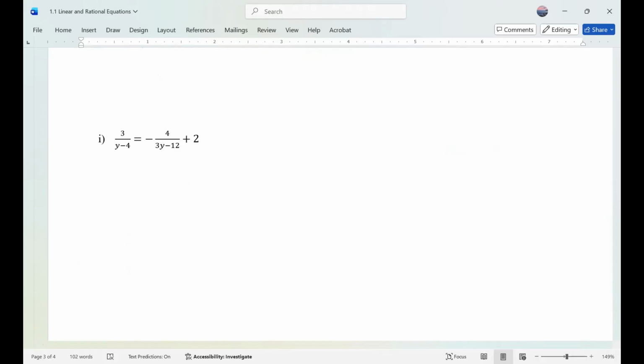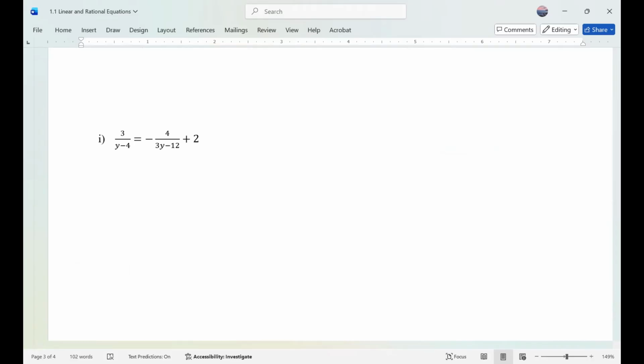So in this problem, we've got 3 all over y minus 4 equals negative 4 all over 3y minus 12, and then plus 2. So before we can go and find out what our extraneous are, we need to see if we can factor our denominators. In the previous ones, we didn't have to factor them because there was no plus or minus in the denominators.